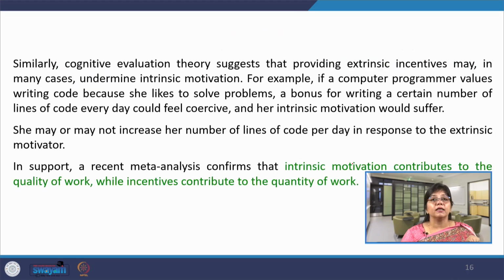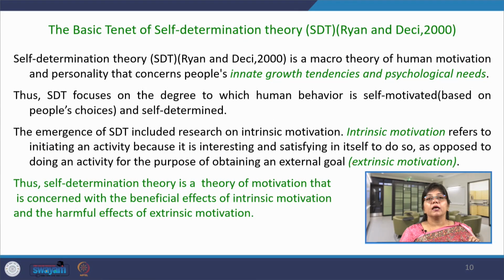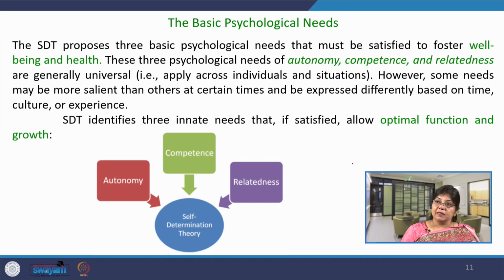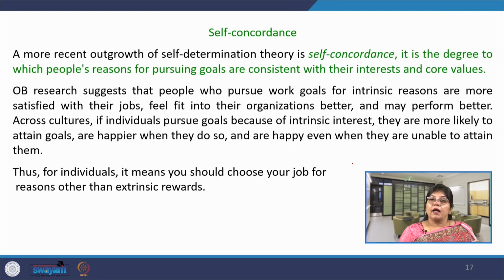So, this was about self-determination theory, where certain mini theories have been discussed that form the basis of self-determination theory, that is about intrinsic and extrinsic motivation, the basic psychological needs based on autonomy, competence and relatedness. Then they have the cognitive evaluation theory, where again they are talking about individuals' intrinsic and extrinsic rewards, and self-concordance theory. So, we are through with this first contemporary theory of motivation, that is self-determination theory.